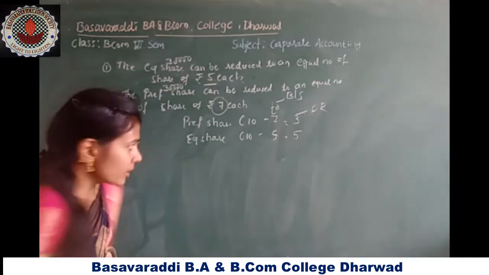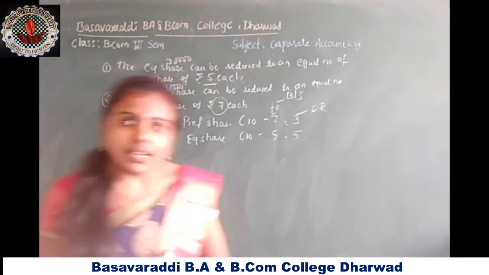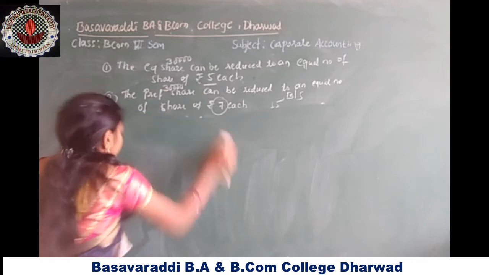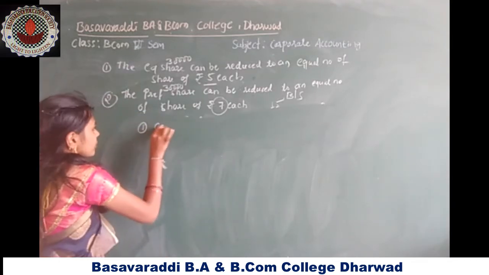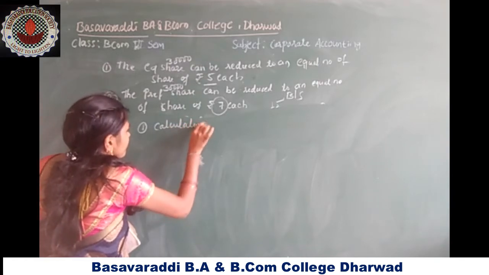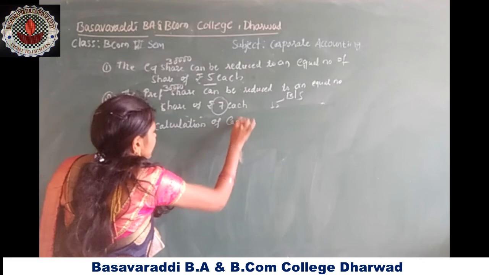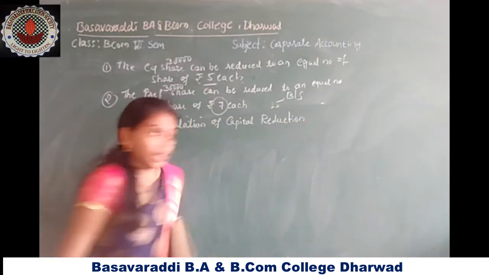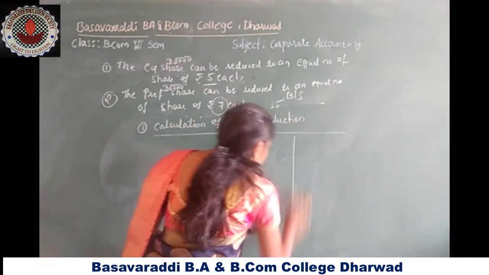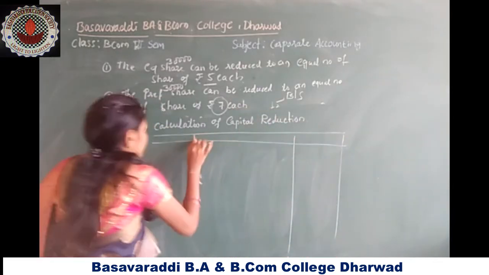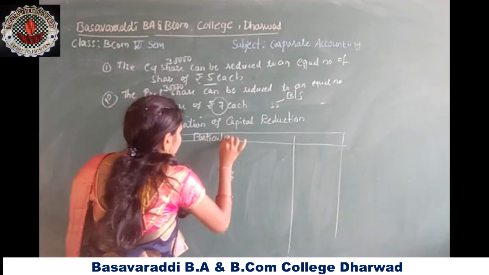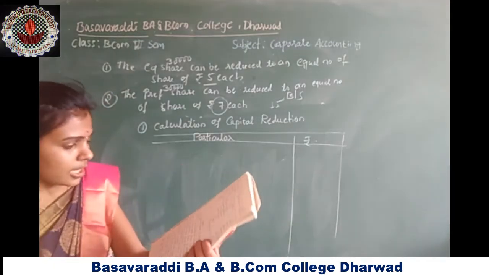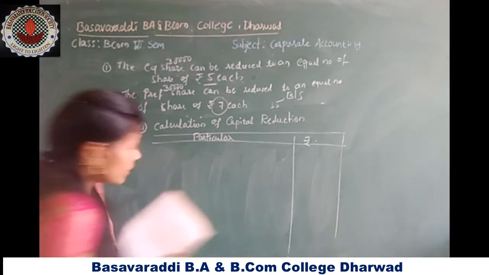First, let us calculate the capital reduction amount. First working note: calculation of capital reduction. Capital reduction, particulars and rupees. First, 30,000 preference shares of rupees 10 each fully paid up.